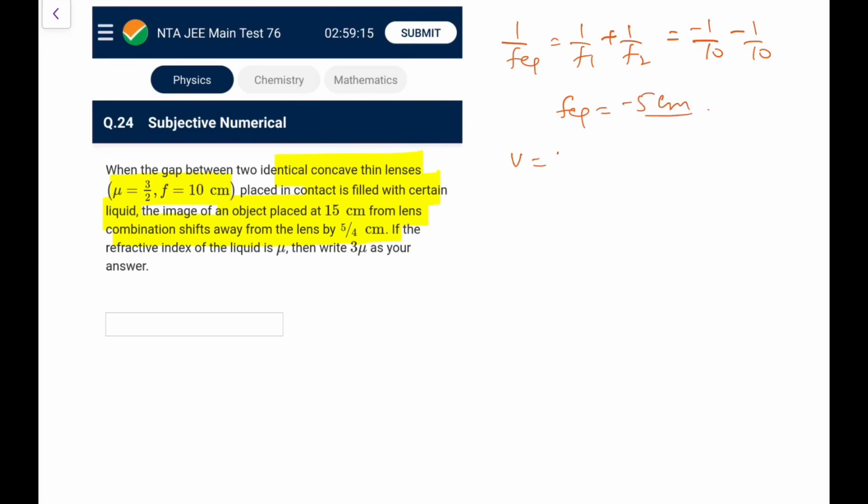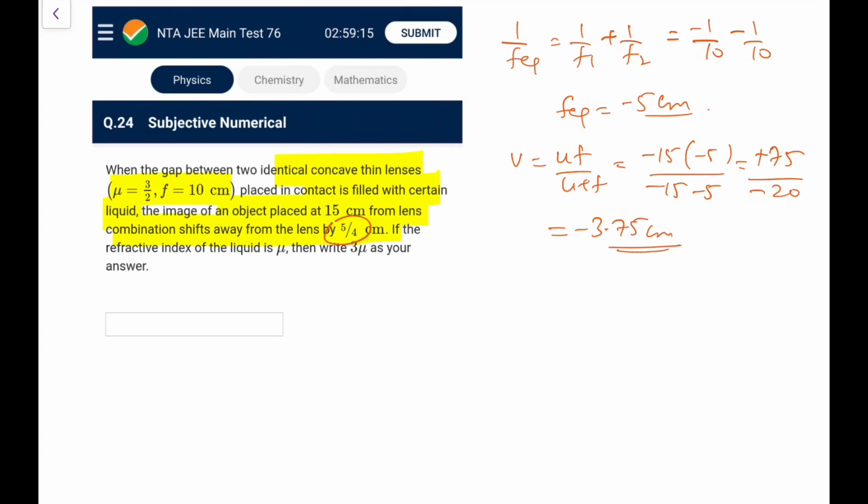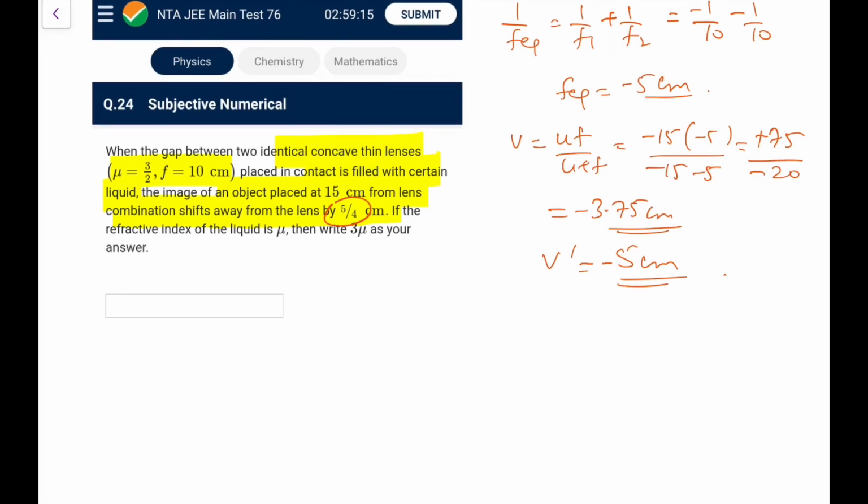So the image would be v equals uf upon u plus f. That is minus 15 into minus 5 upon minus 15 minus 5. This is 75 upon minus 20, that is minus 3.75. So because of that filling, it shifts by 5 by 4. That means, away means that the new v dash will be addition of 1.25, that would be minus 5 centimeter for sure.